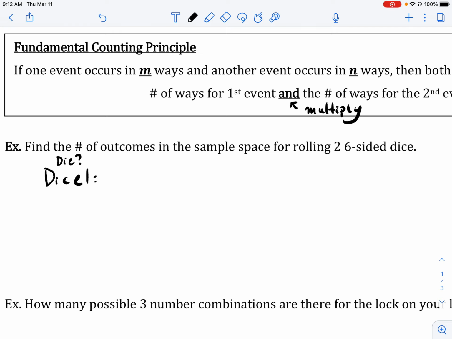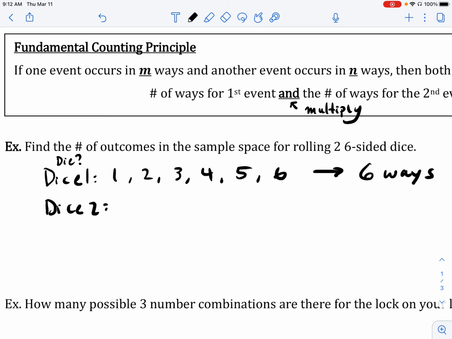Dice number 1. We've got 1, 2, 3, 4, 5, and 6. Okay, so we have a total of 6 ways that we could roll dice number 1. Well, what about dice number 2? What are the ways that we can roll that one? Well, same. They're 2 of the same dice, right? The 2 dice are unremarkable in that they're both going to have 6 faces, each with a number ranging from 1 through 6. So we've got 6 ways.